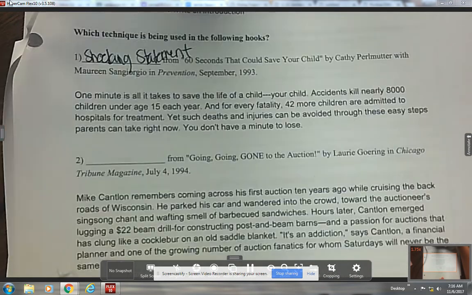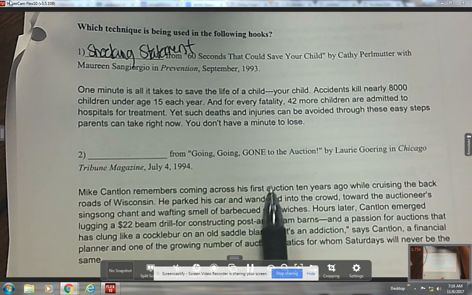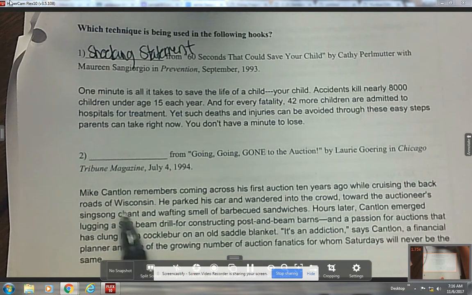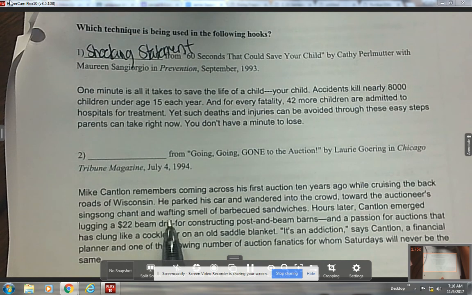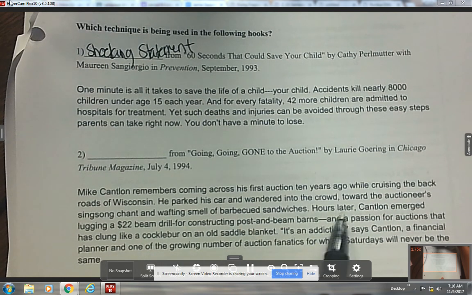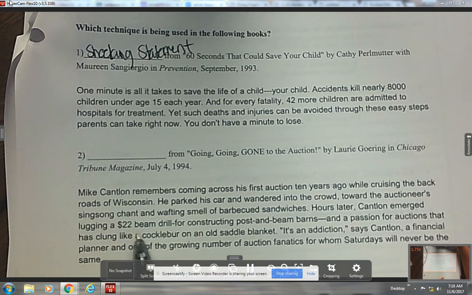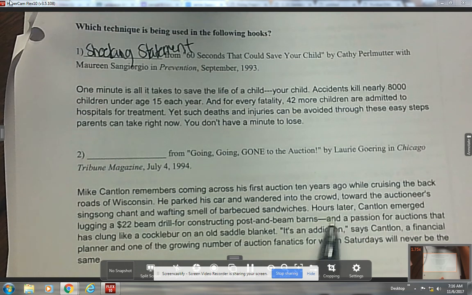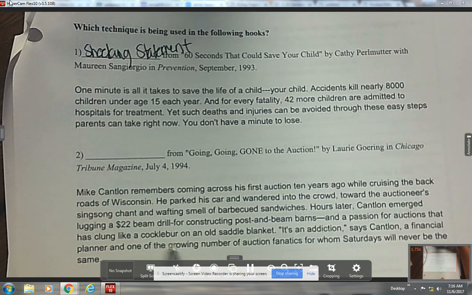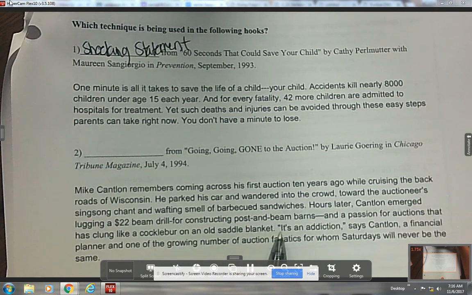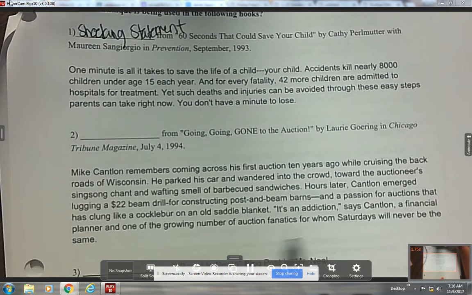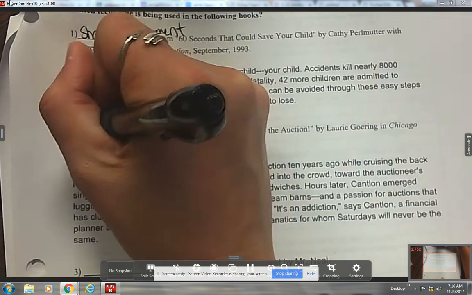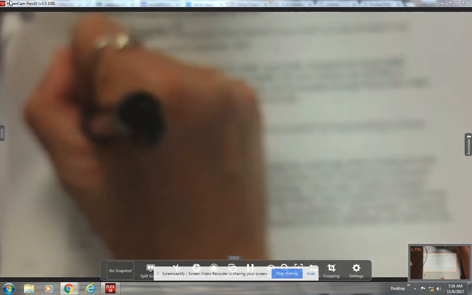Next one. Mike Cantlin remembers coming across his first auction 10 years ago while cruising the back roads of Wisconsin. He parked his car and wandered into the crowd toward the auctioneer's sing-song chant and wafting smell of barbecued sandwiches. Hours later, Cantlin emerged lugging a $22 beam drill for constructing post and beam farms, a passion for auctions that had clung to him like a cockleburr on an old saddle blanket. It's an addiction, says Cantlin, a financial planner, one of the growing number of auction fanatics for whom Saturdays will never be the same. So this one is definitely an anecdote, or a small story.